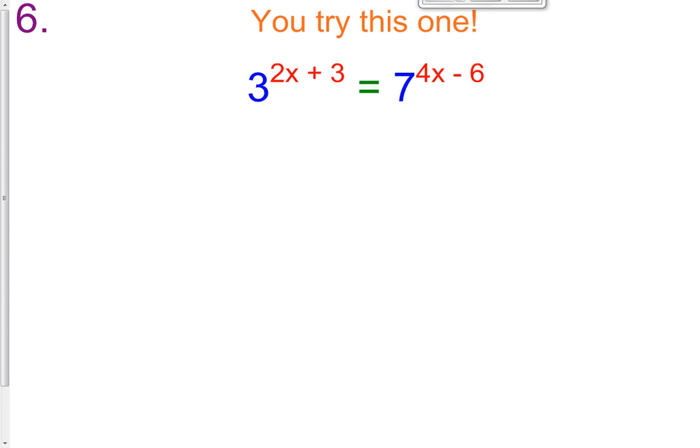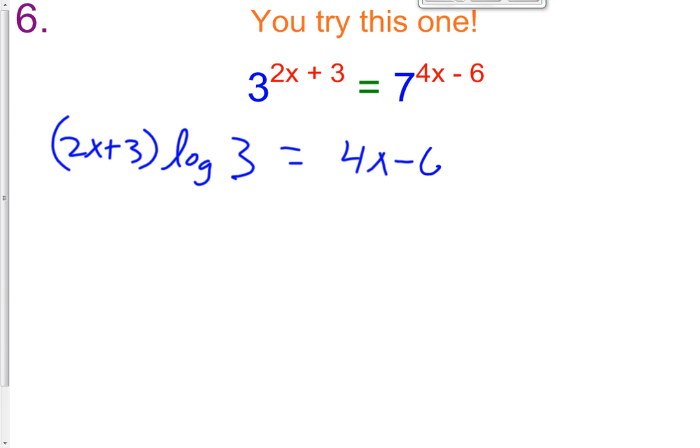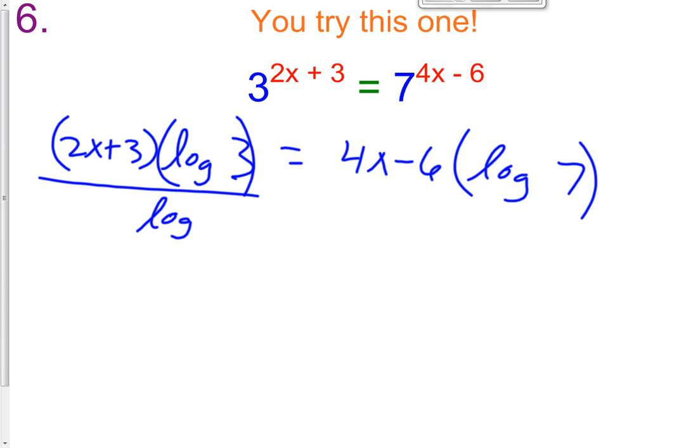So when you tried this one, you got the log base 3 of 2x plus 3, but then you moved that out in front as a coefficient, and then you did the same thing over here. 4x minus 6 moved out front as a coefficient, and then you multiplied it by the log of 7. And then you divided by the log of 3. So that took care of it there.